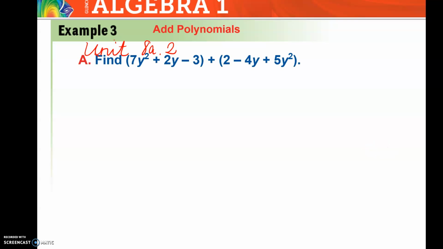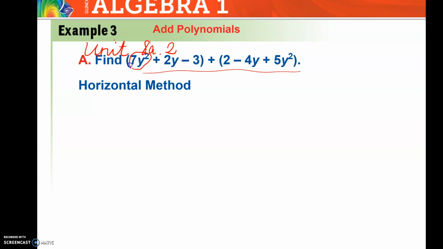So first we're going to look at adding. When I add, I want to add like terms, and we're going to look at two methods. Horizontal method is where we just keep it out like this and put all our like terms together. And vertical method is kind of like how we did adding in elementary school, and we line up the like terms. So first we'll look at horizontal method.